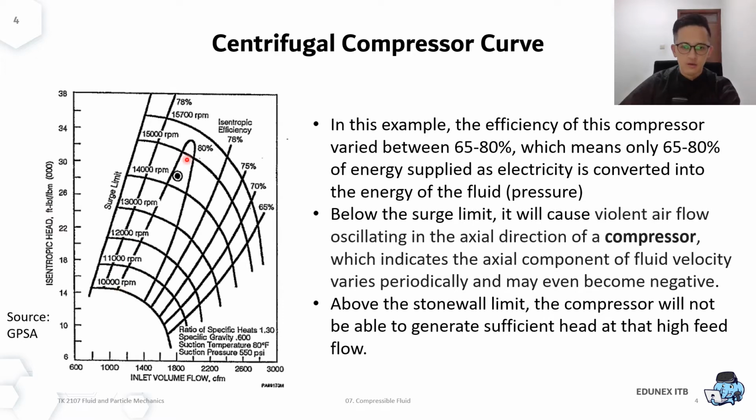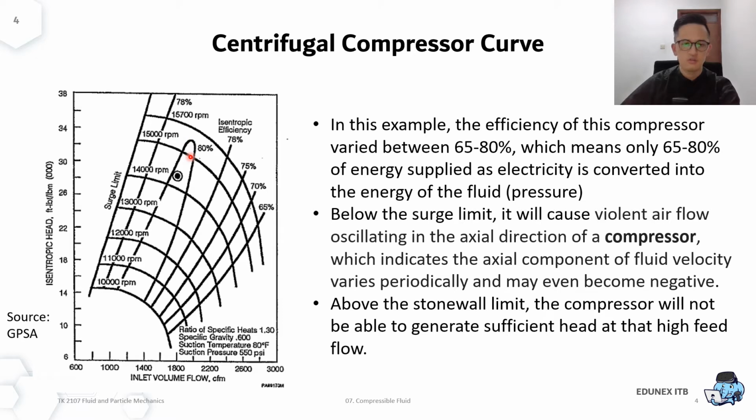And then we also have different curves inside of the curve. One curve represents one efficiency. For example, this one is for 80% efficiency, and then the outer one will be for 78% efficiency, and then the outer will be for 75%, and then up until 65%. And for this specific compressor, it can be operated from the slowest RPM of 10,000 to 15,000 RPM, or even 15,700 RPM. So how to read this curve?